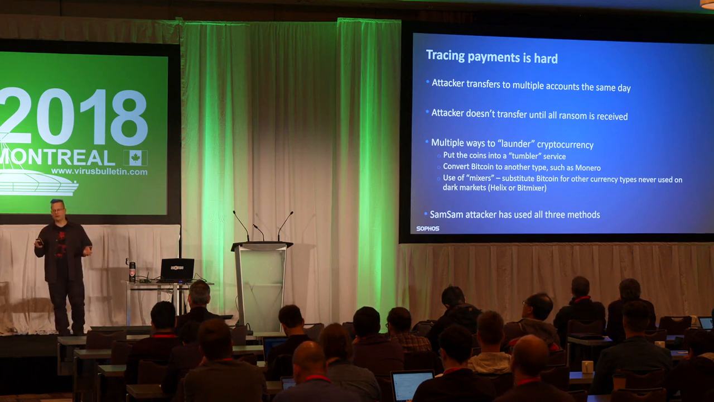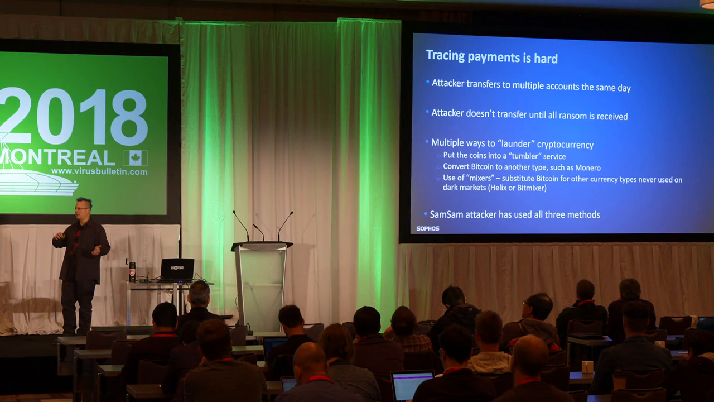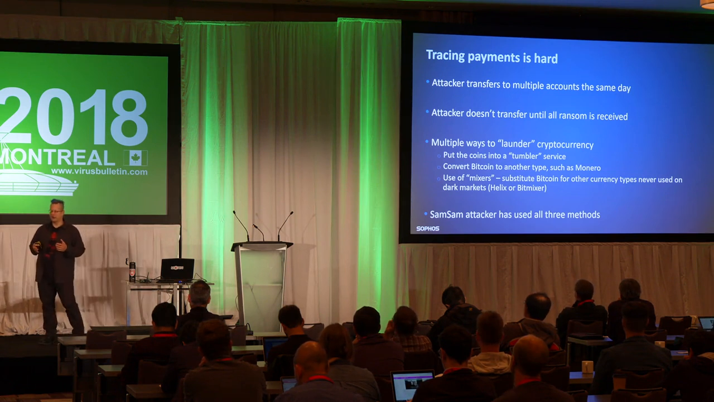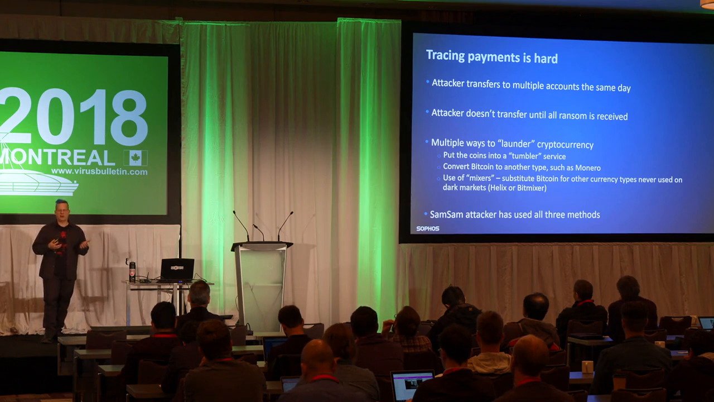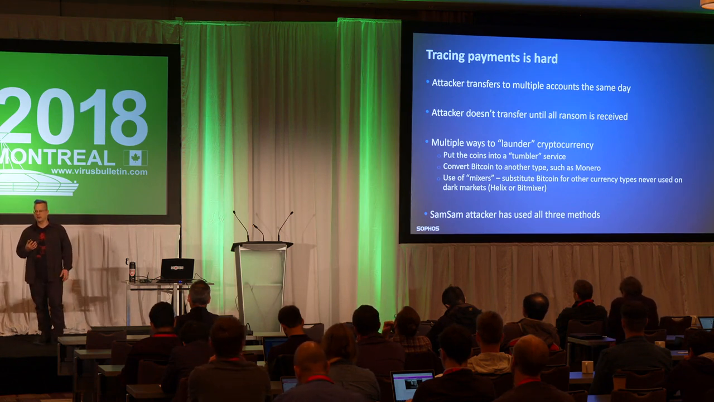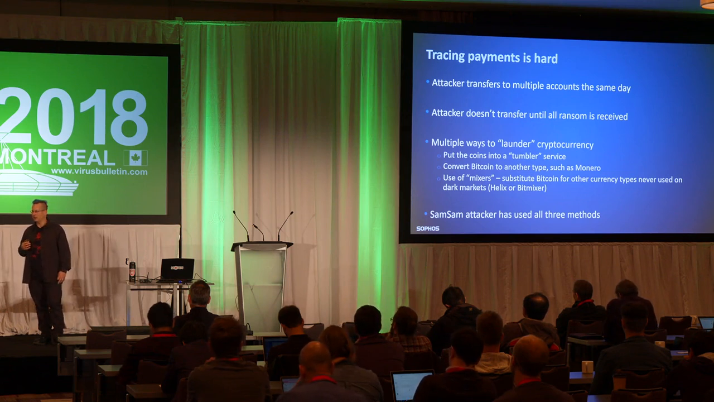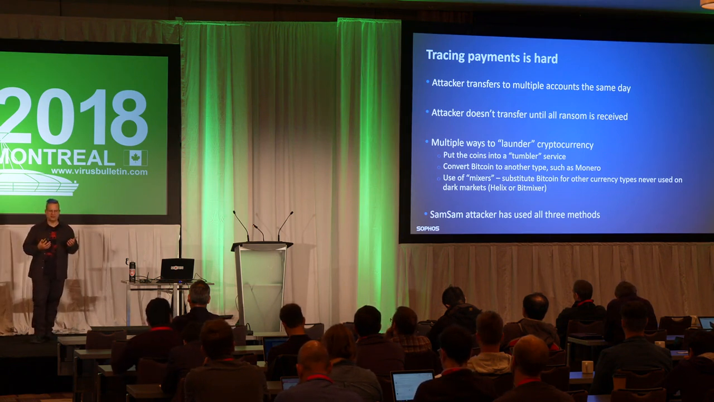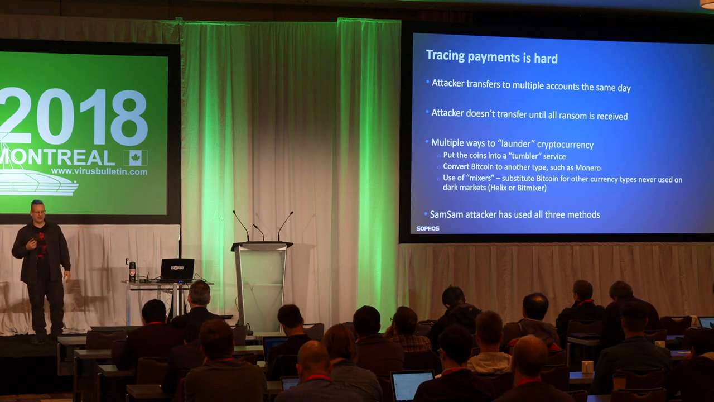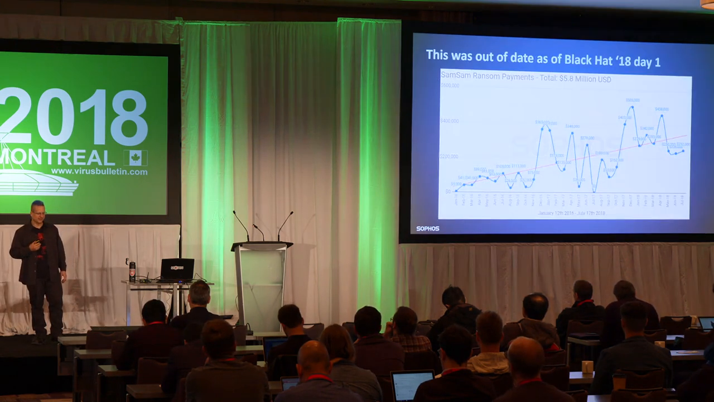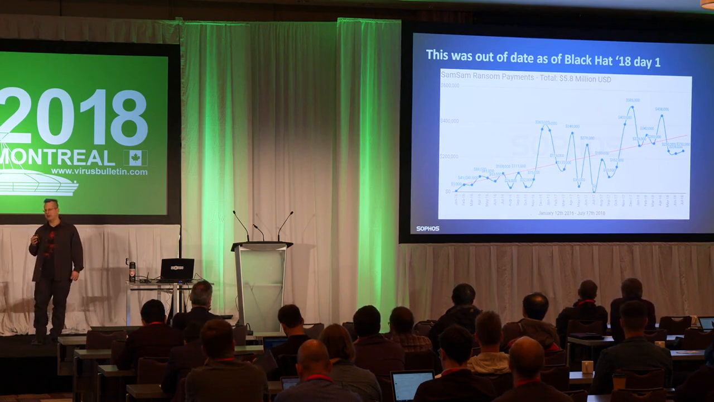Then they were also trying out converting from Bitcoin to Monero and other digital currencies, and they were using things called mixers, which substitute Bitcoin for other kinds of currencies that are not tradable in invisible ways, and then trade them back into tradable Bitcoin later on. They were actually using all 3 of these methods interchangeably, and sometimes all at the same time, in order to mask these transactions.